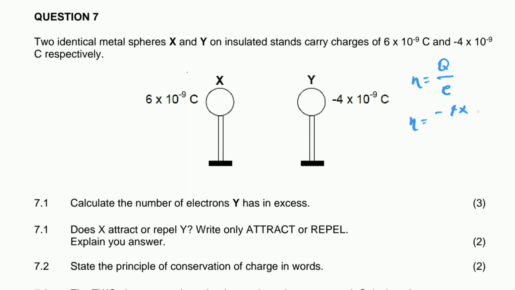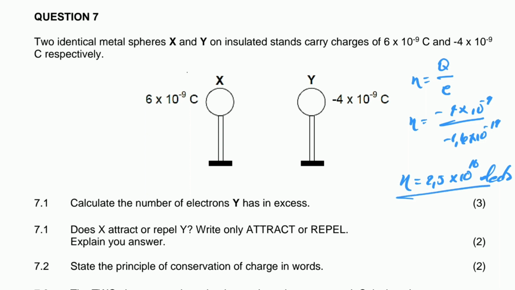So here we are doing it on the side, substituting. And the number of electrons is equal to 2,5 times 10 to the 10 electrons. That is the number of electrons here.